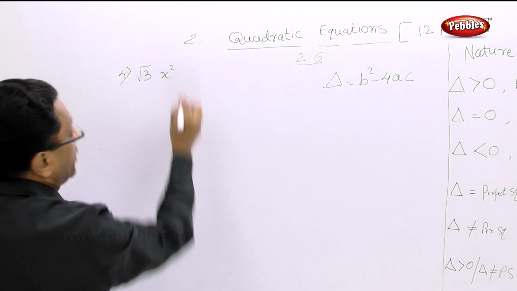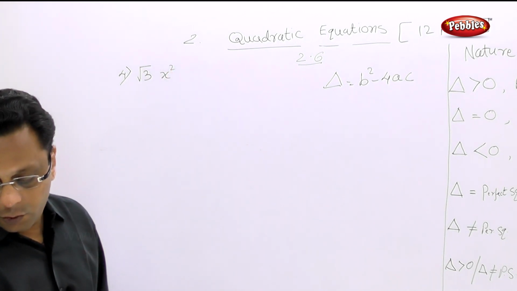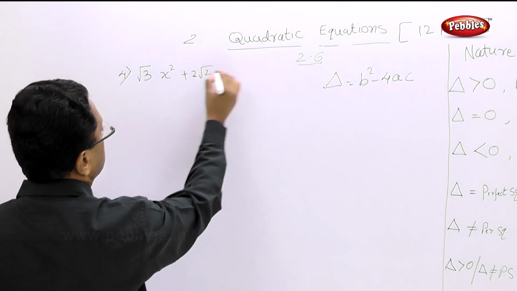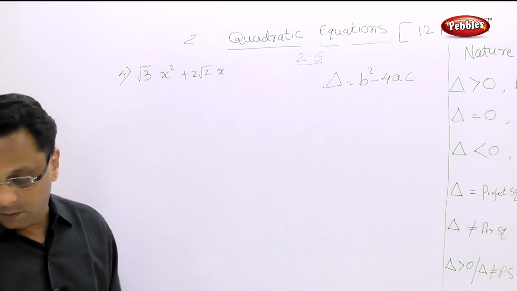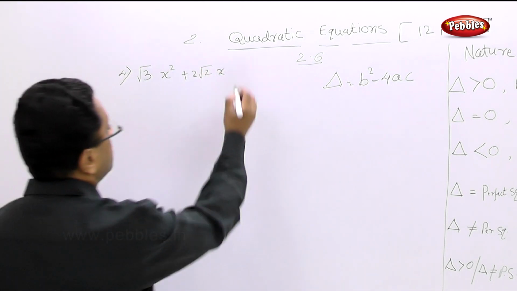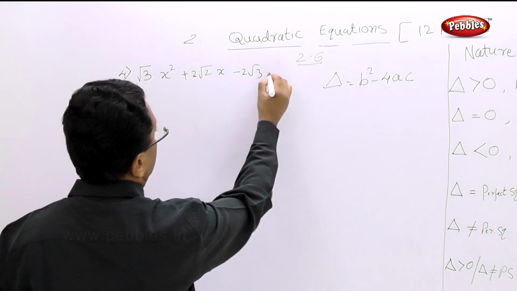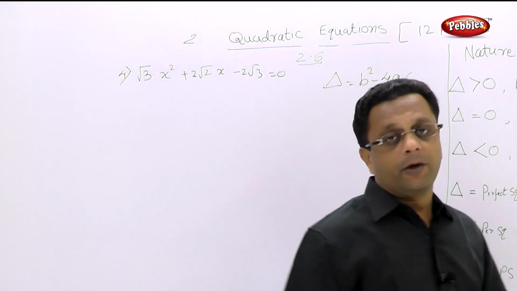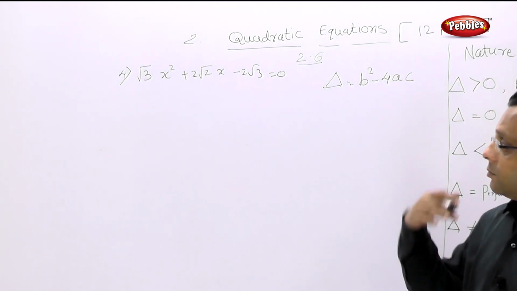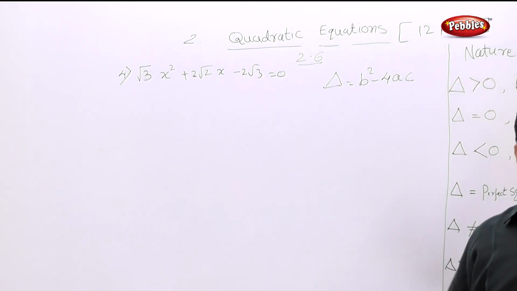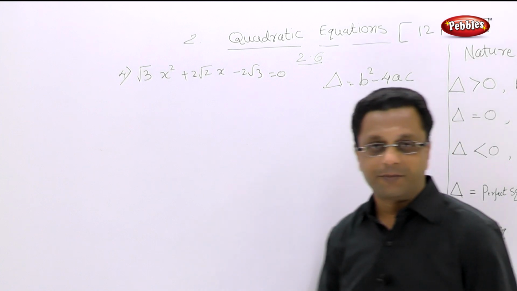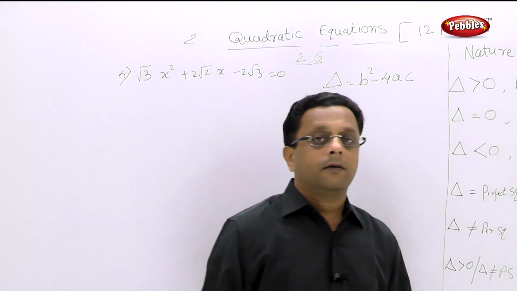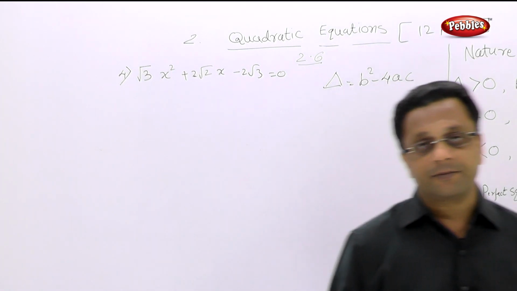Fourth is √3 x square plus 2 root 2 x minus 2 root 3 equal to 0. Number of students get scared of this root sign and they think that this is something alien example and they do some mistakes in that.